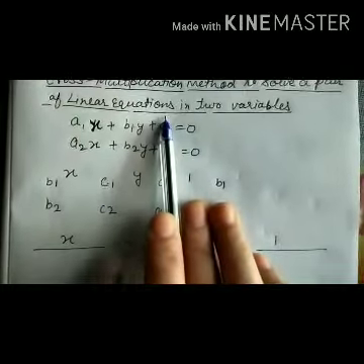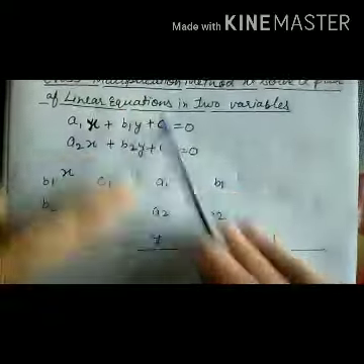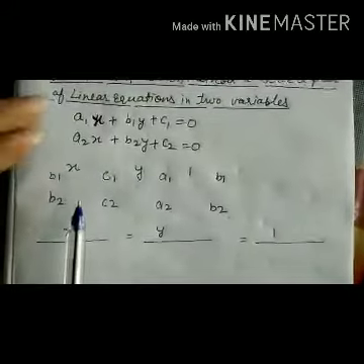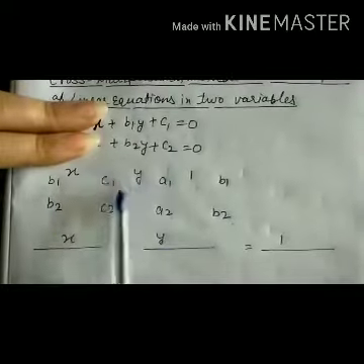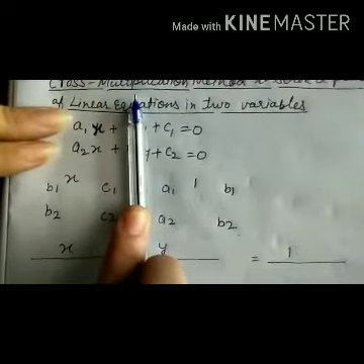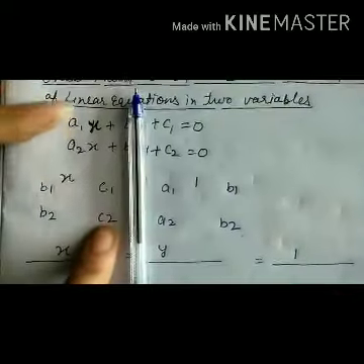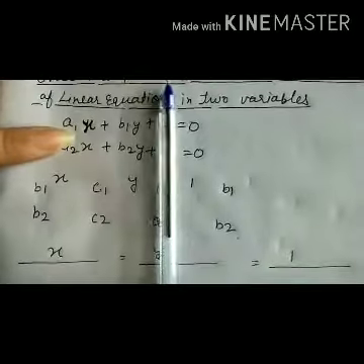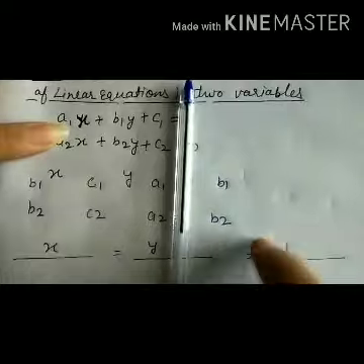So what will we take? a1, a2 first, we have a1, a2, and after that we will take b1, b2. Repeat once again. For x, remove the x part, take b1, b2 on the left side of x and c1, c2 on the right side of x. Now for y, remove the y portion and take c1, c2 on the left side and a1, a2 on the right side. For 1, we will take first a1, a2, and after that b1, b2 on the right side.